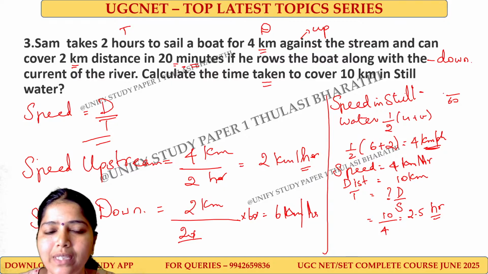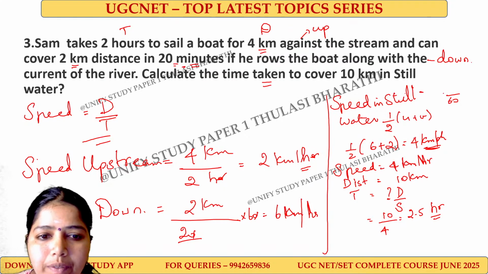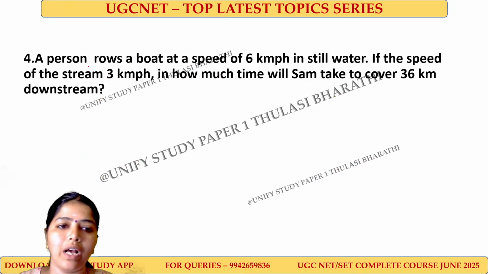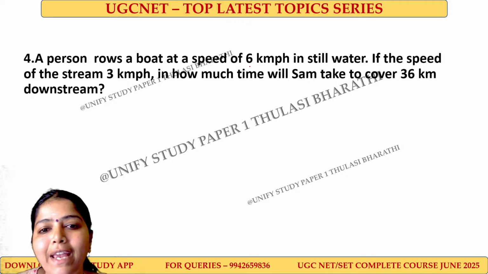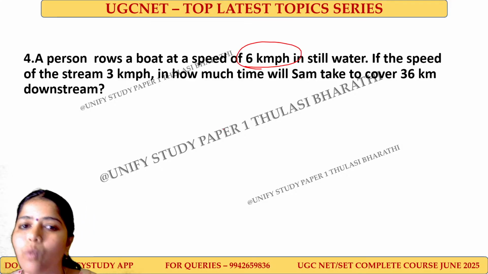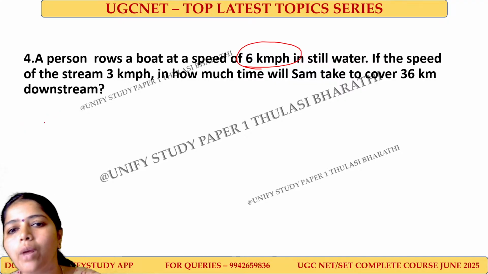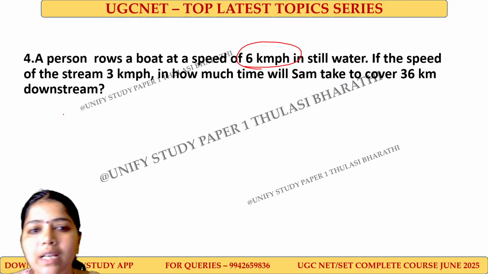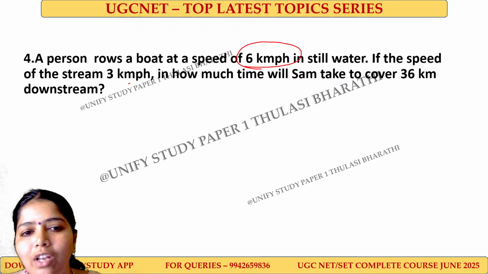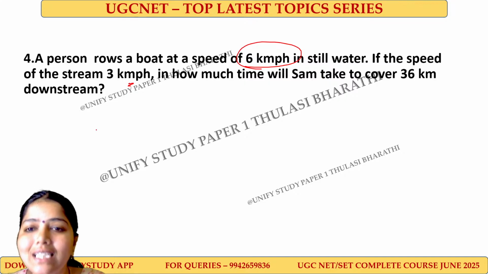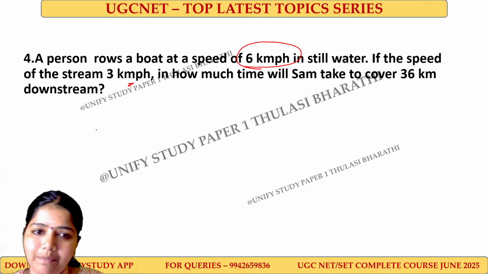Now we move to the next question. Easy one. Try to solve this one. Read this question. Question number 4. A person rows a boat at a speed of 6 km per hour in still water. The speed of the stream is 3 km per hour. Then how much time will Sam take to cover 36 km downstream?